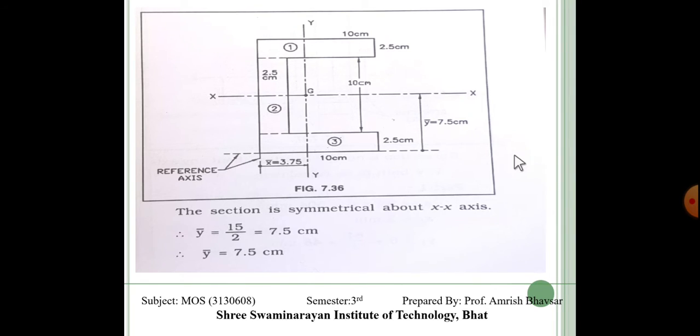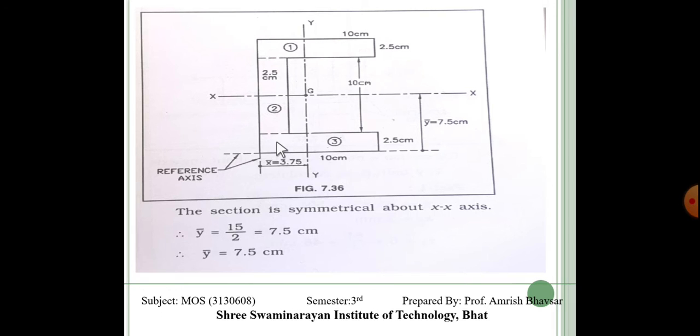leftmost point and bottommost point. But the section is symmetrical about the x-axis. That's why we can directly calculate y bar. So the total height of this C section is 10 plus 2.5 plus 2.5, so it is 15 centimeter. So y bar is equal to 7.5. Clear? But it is not symmetrical about the y axis.